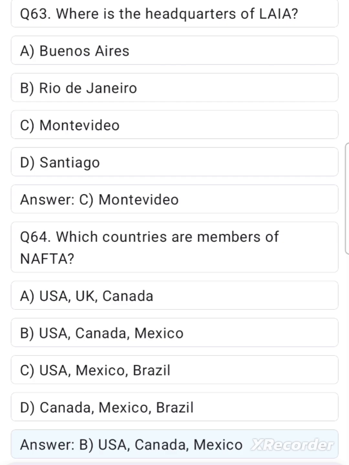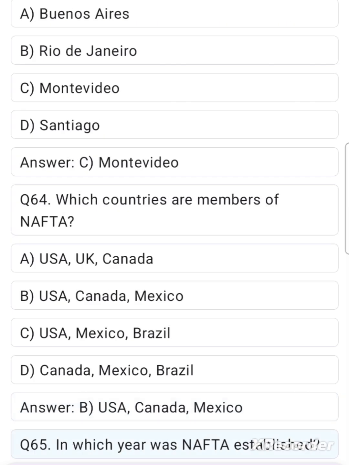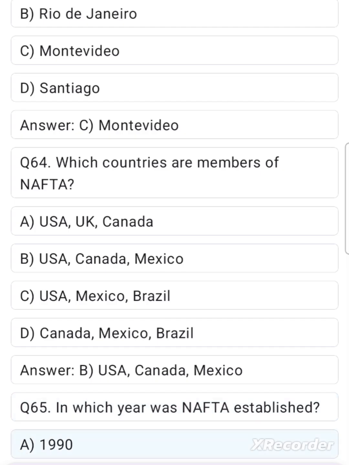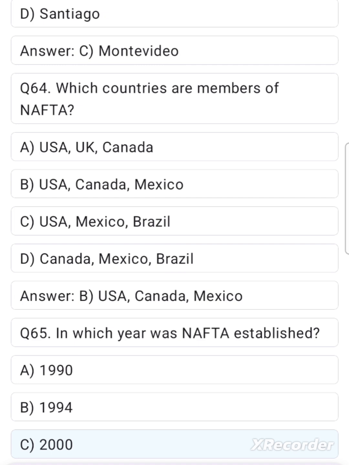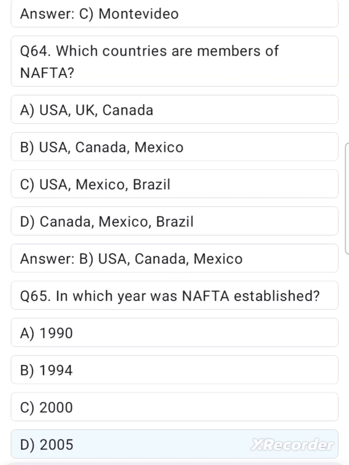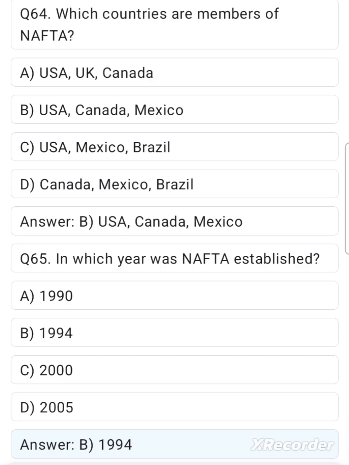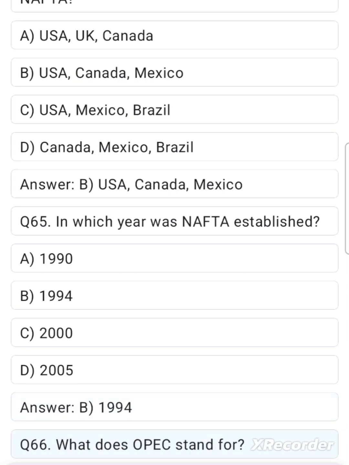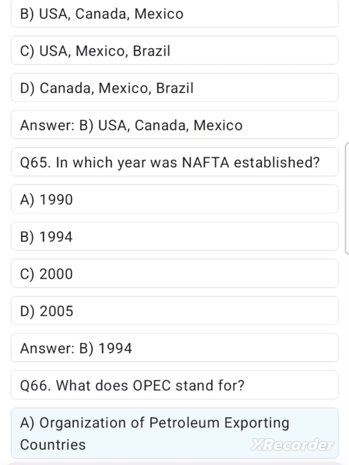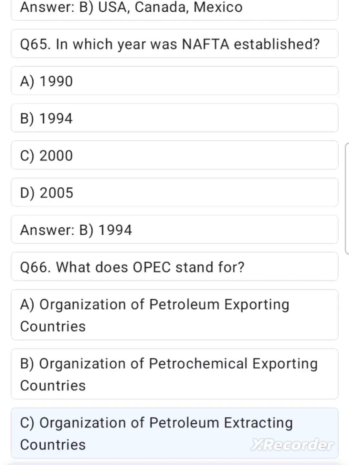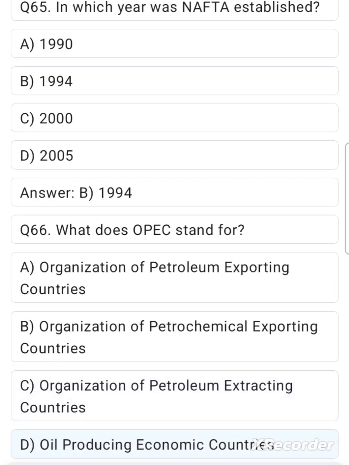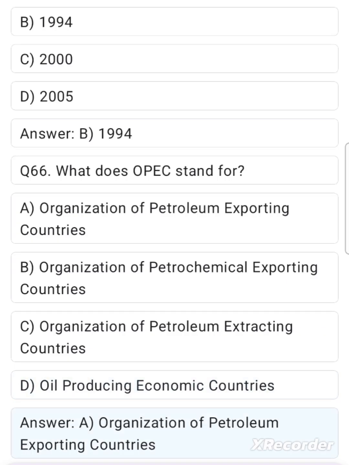USA, Canada, Mexico. Q65. In which year was NAFTA established? A. 1990. B. 1994. C. 2000. D. 2005. Answer: B. 1994. Q66. What does OPEC stand for? A. Organization of Petroleum Exporting Countries. B. Organization of Petrochemical Exporting Countries. C. Organization of Petroleum Extracting Countries. D. Oil Producing Economic Countries. Answer: A. Organization of Petroleum Exporting Countries.